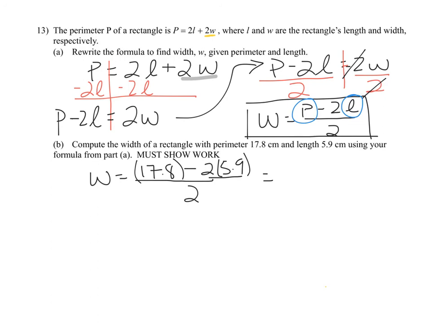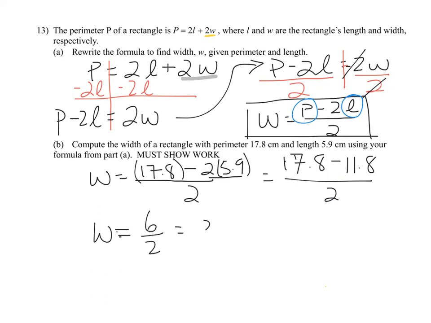So remember, you always do everything in the numerator before we divide by 2. So I'm going to get 17.8 minus, let's see, 2 times 5.9 is going to be 11.8, all over 2. Then we're going to do that subtraction. It looks like 6. Oh, 6 divided by 2, I can do that. It's 3. Don't forget those units. 3 centimeters is our final answer for the width of that rectangle.